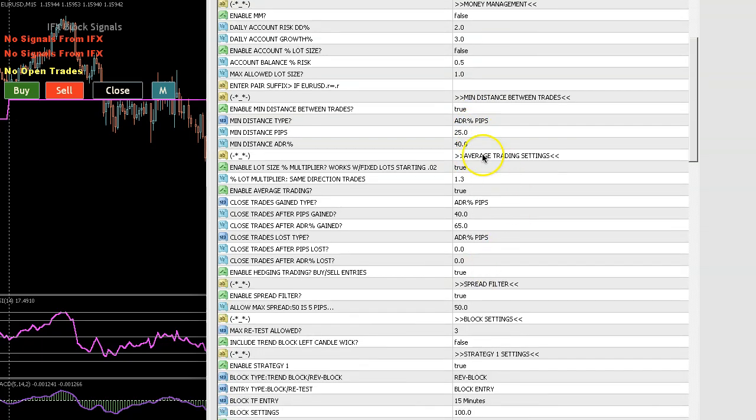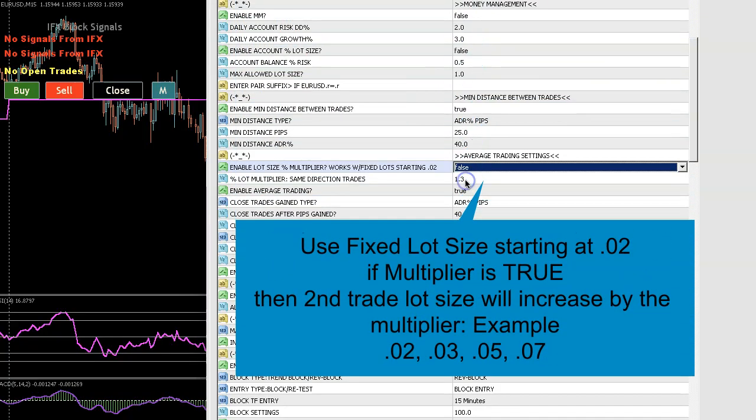Now, right over here, average trading. How does this work? Well, it's very simple. If you want to enable it, this is enable lot size multiplier. So if you want to set this to true or false, what does this mean? This actually goes together with the minimum distance trade.